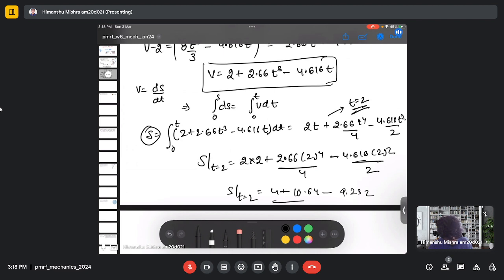So when I solve this, I will get the displacement at time t equals 2 will be 5.4 meter. So this is my answer.